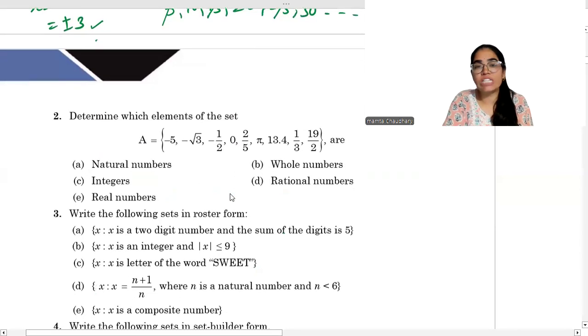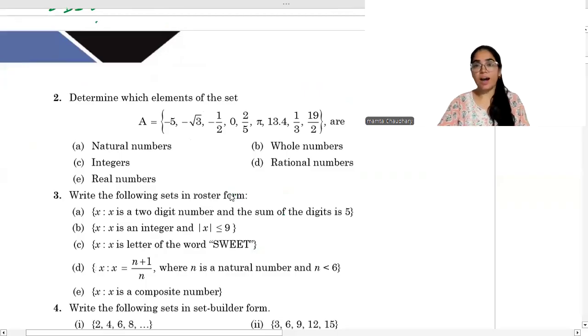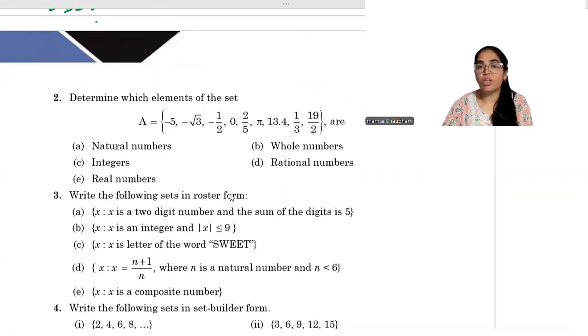Next, determine which elements of the set are natural numbers. Here, what elements can you see that are natural numbers? Natural numbers start from 1, so there is no element which is a natural number. Whole numbers start from 0, so yes, 0 is a whole number. Now integers: minus 5 is an integer. Minus root 3, no. Minus 1 by 2, no. 0, yes, 0 is an integer. 2 by 5, pi, 13.4, nothing. So the integers are only minus 5 and 0.